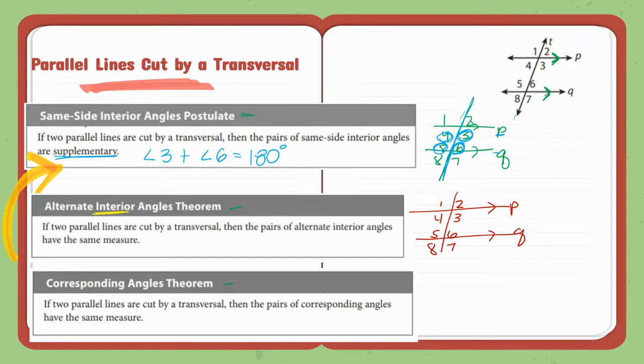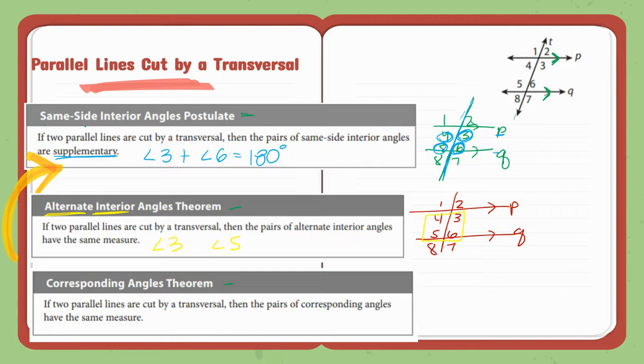Again, the word interior means that it's going to be in between lines P and Q. So I'm looking at this portion. Those are the only angles in between lines P and Q. And alternate means that I'm going to hop over the line. So alternate interior angles would be angle 3 and angle 5. I'm hopping over the line. So the comparison between angle 3 and angle 5 is that these ones, if 2 parallel lines are cut by a transversal, then the pairs of alternate interior angles have the same measure.